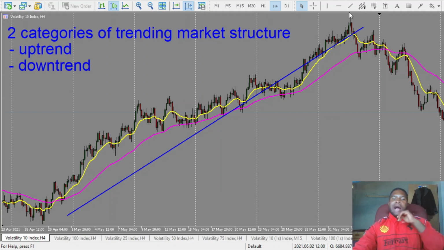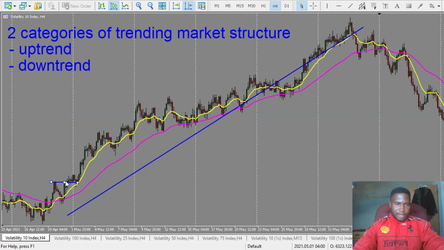Now what else do we see when we are in an uptrend? So let me use something like this. We are going to see a continuous break of previous levels of resistance. Right here you can see that we had a resistance, price action pulls back, and it breaks this previous level of resistance.